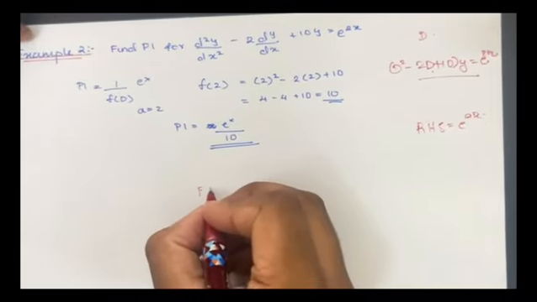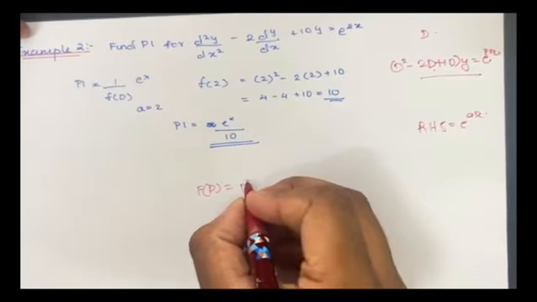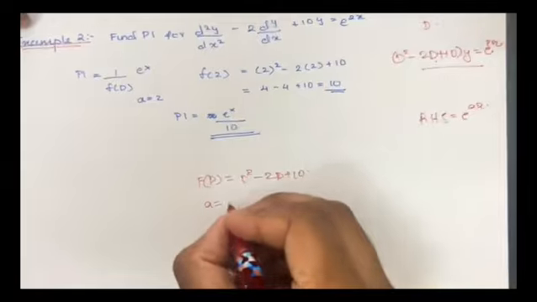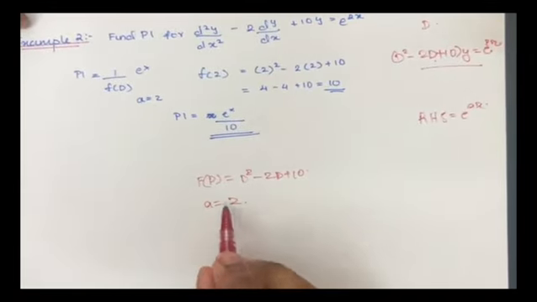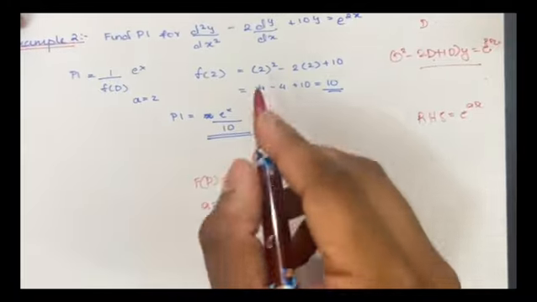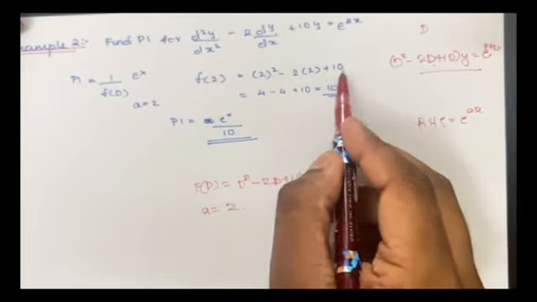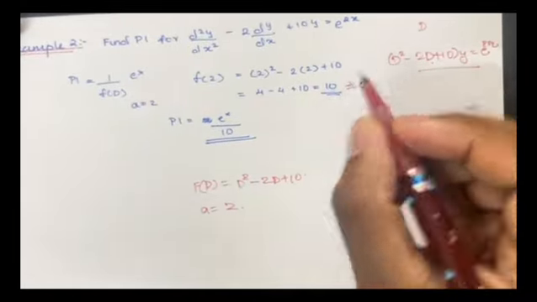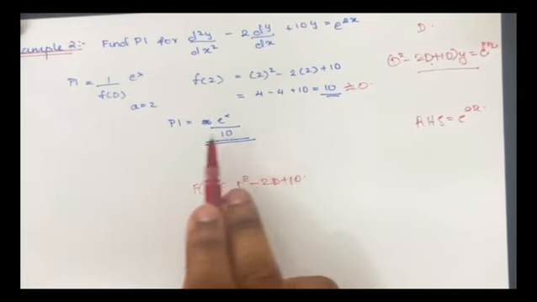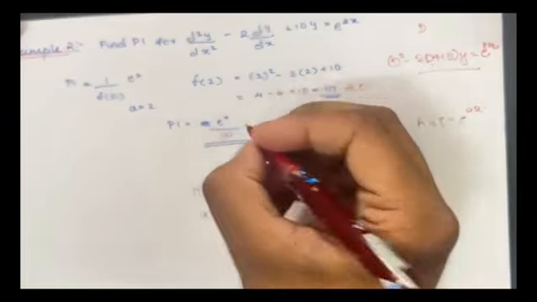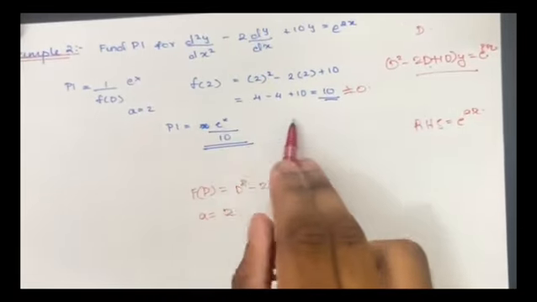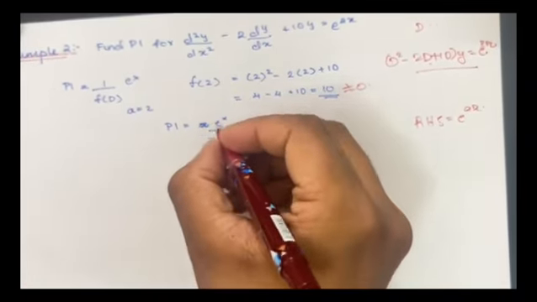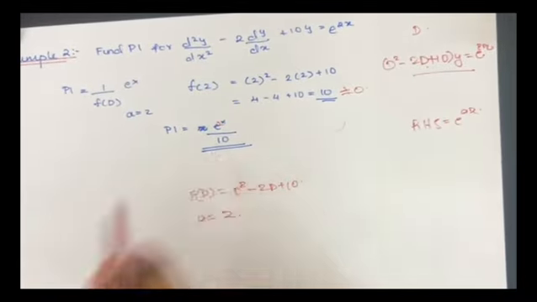So here f of D is nothing but D to the power 2 minus 2D plus 10, and a is nothing but 2. So now substituting 2 in this f of D, we find that 2 square minus 2 into 2 plus 10, that is 4 minus 4 plus 10, that is nothing but 10. This is not equal to 0. Therefore, we can directly divide our RHS with this equation substituted with a. Therefore, our PI is nothing but e to the power 2x divided by 10.